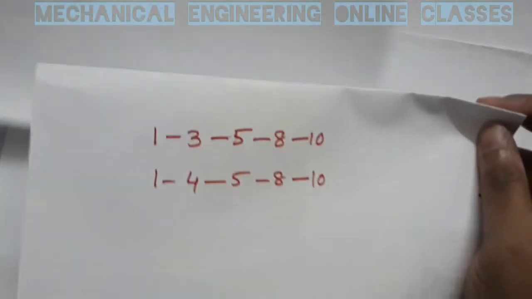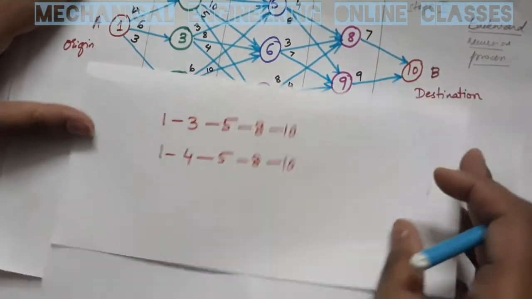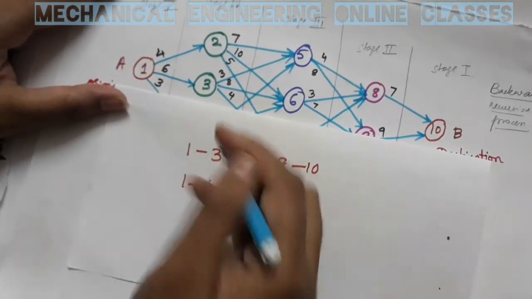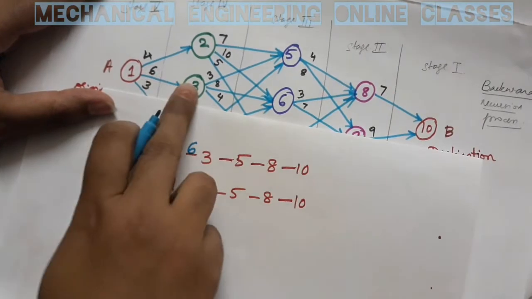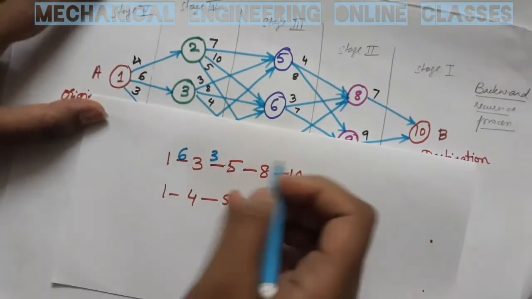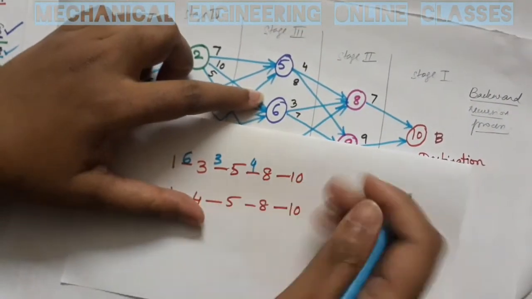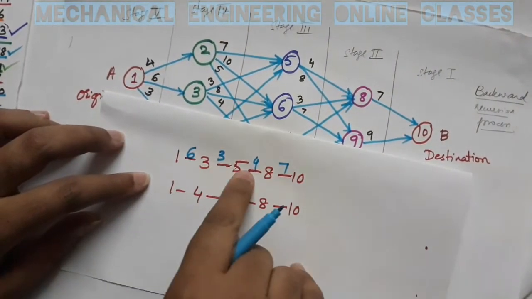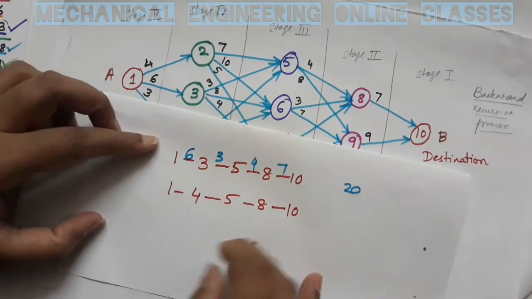So from the map, if we want to cross check our answers, we can again write down 1 to 3 is 6. 3 to 5 is 3. 5 to 8 is 4. 8 to 10 is 7. 6 plus 3 plus 4 plus 7, the total distance is 20.